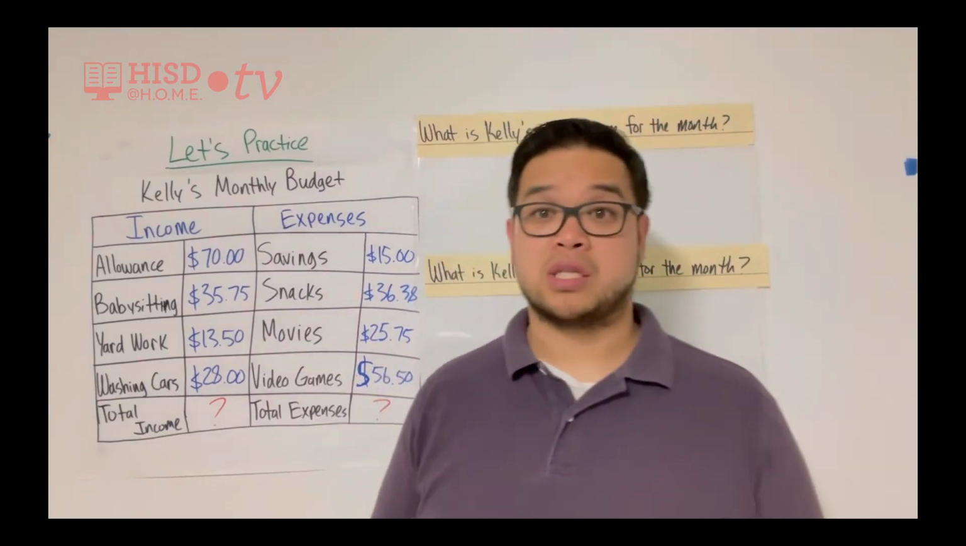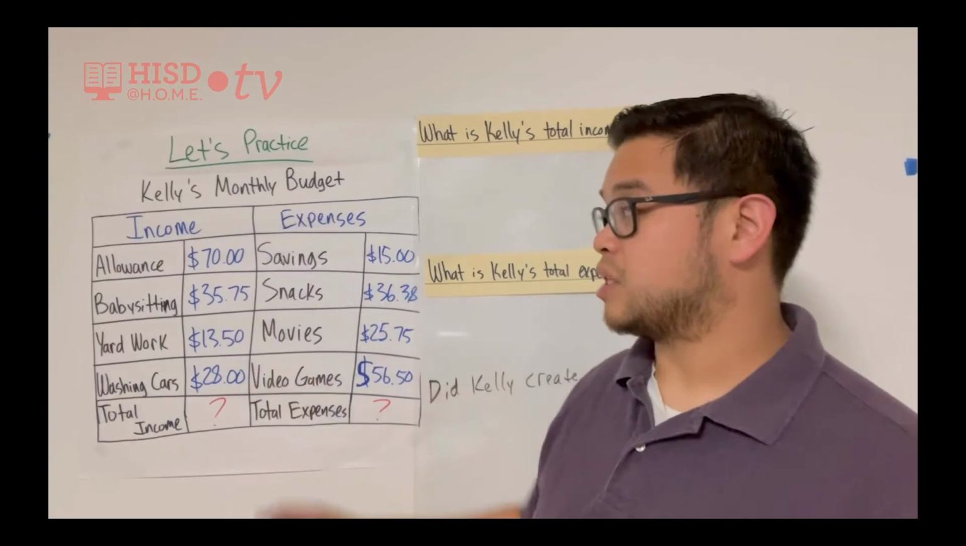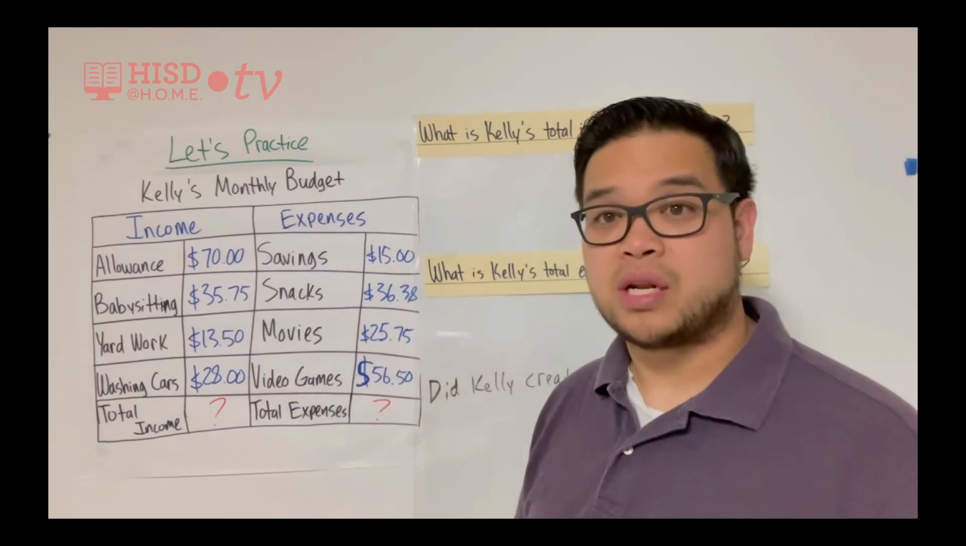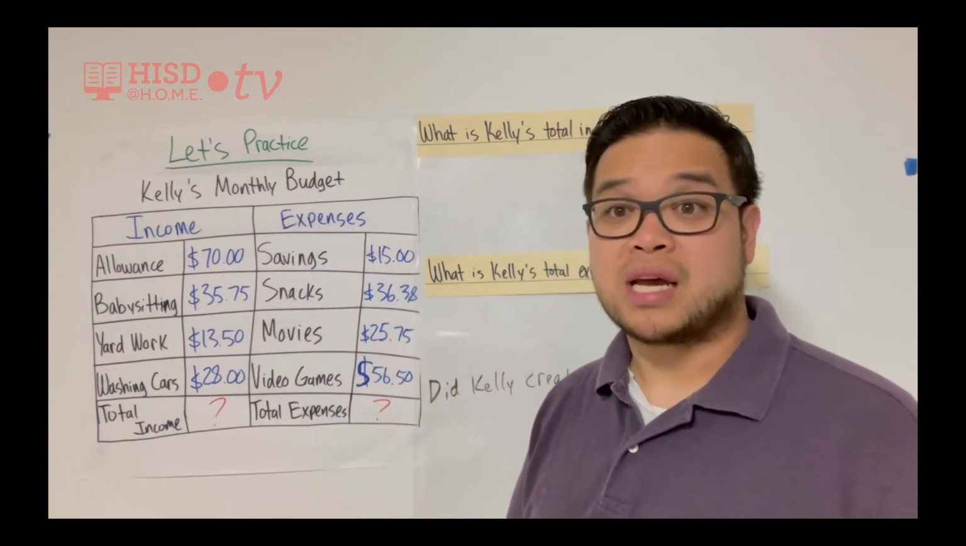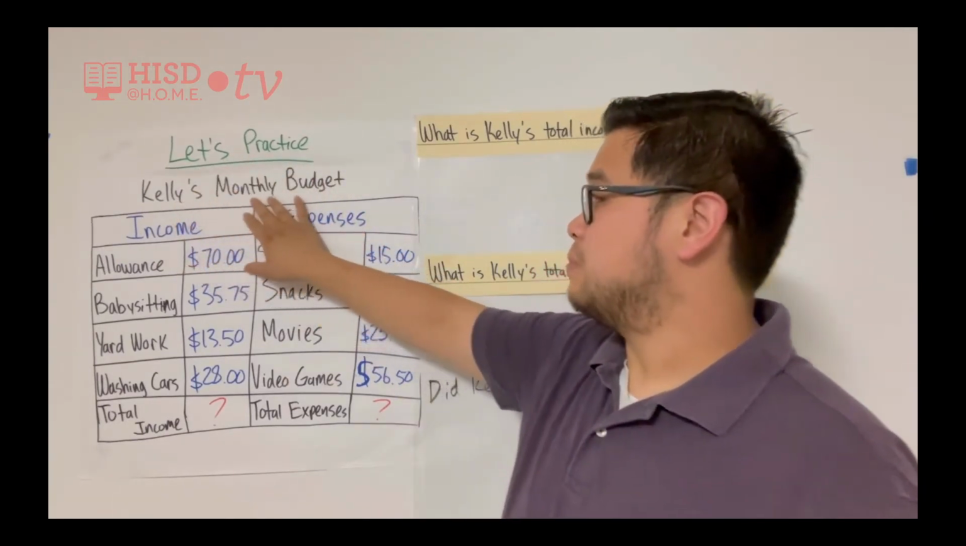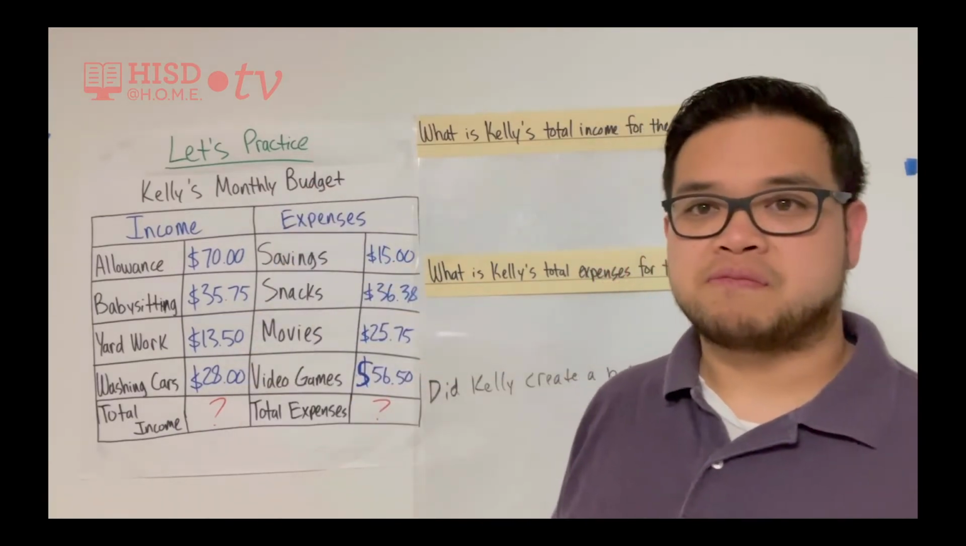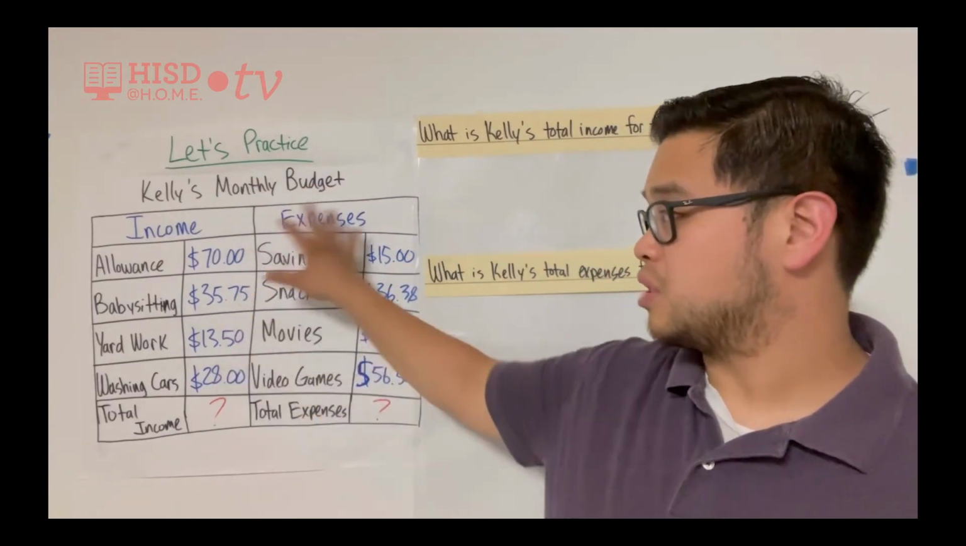So I'm going to go ahead and get started with this. If you're watching through live TV, try to get this copied down the best you can. I'm going to read it nice and slow so you have the time to copy this down. So let's practice Kelly's monthly budget. I'll probably give you some 5 to 8 seconds of a head start to copy this chart down.